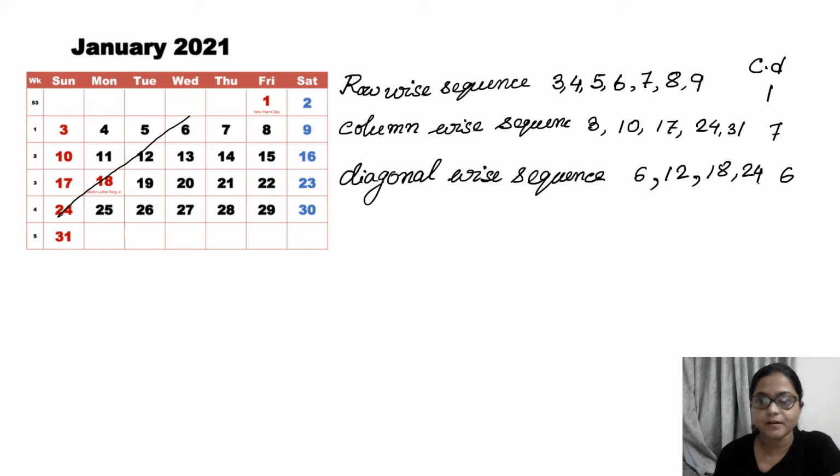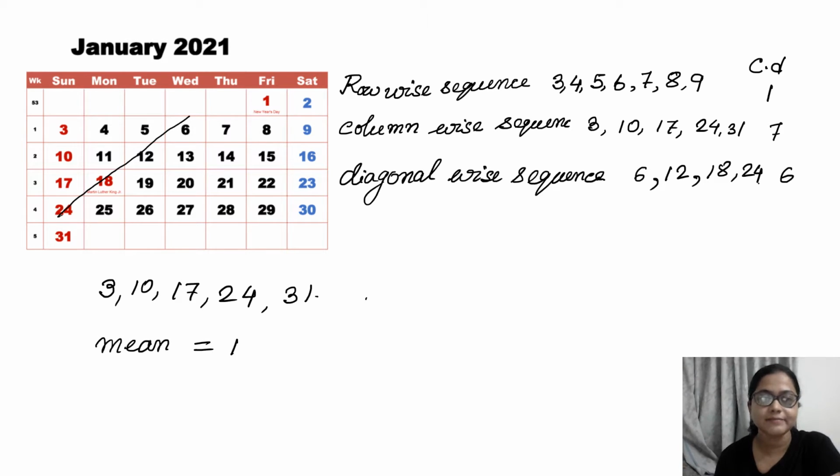Take any of the above sequences of numbers, it is easy to give the mean of that sequence. For example, if I take this column wise sequence 3, 10, 17, 24, 31, just by observing the numbers we can see that the mean of these numbers will be 17. The middle number will be the mean. Again, the sum of the numbers will be 5 into 17.